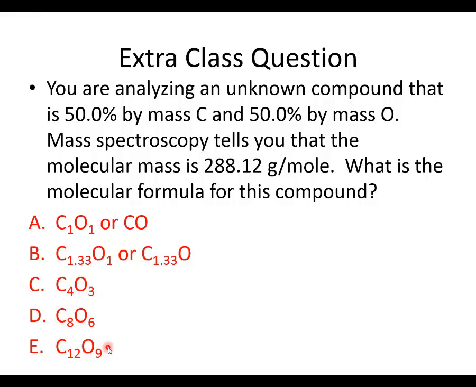So here's the question I'd like you all to work on. We're analyzing a compound and we're told that it's 50% by mass carbon and 50% by mass oxygen. And then we run a mass spectrum of this sample and find that its molar mass is 288.12 grams per mole. I'd like you from this information to find the molecular formula of this compound. And while you're doing that, you may want to find the empirical formula first before you find the molecular formula, or see if they're identical.